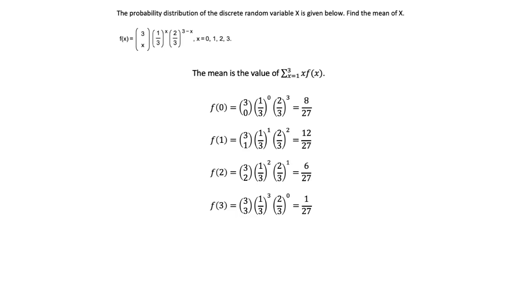The probability distribution of the discrete random variable x is given below. Find the mean. The mean is going to be the expected value, which is the sum from 1 to 3 of x times f(x). So we first find the various function values, and we get these 4 fractions. Now to find the expected value, we take the corresponding x values times the function value, add those up, and we get 1.